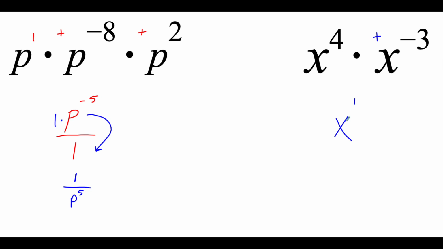So we get x to the first power. Now this one doesn't have a negative exponent, so we don't have to worry about making any changes to it. But typically we don't like to leave a power of 1 on things, so we can just rewrite this as being x for our final answer.